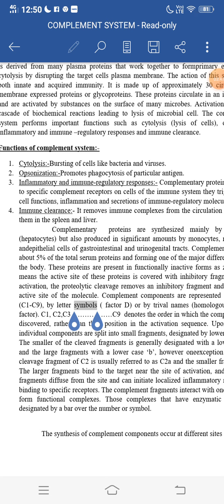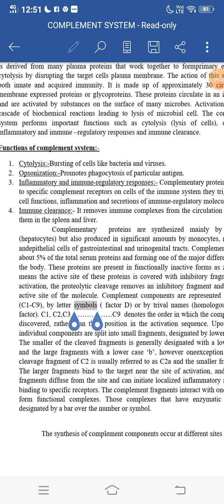Then second is opsonization. Opsonization means it will promote the phagocytosis of a particular antigen. That is, the macrophages which are present in the host body will come in contact with a particular antigen and they will consume or ingest that antigen wholly. This complete ingestion is called phagocytosis. So in this way the antigen can be killed or destroyed.